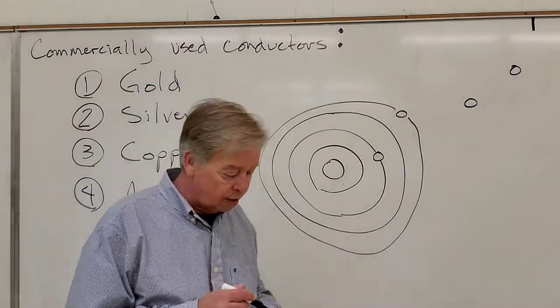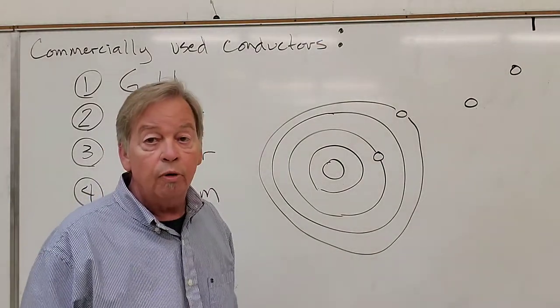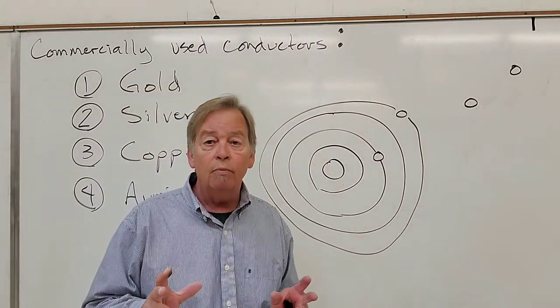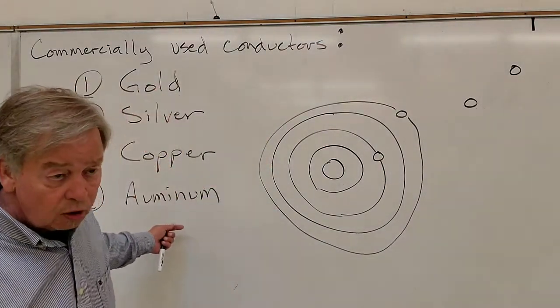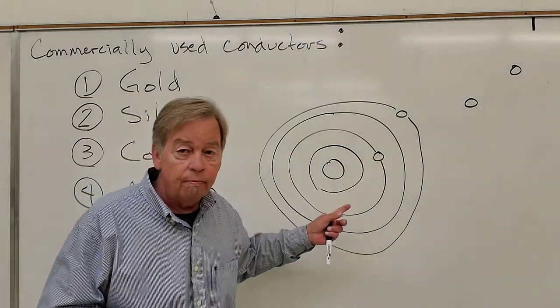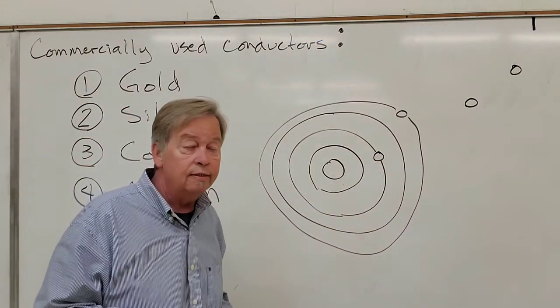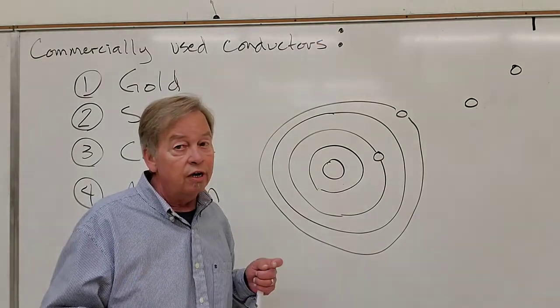Okay, so conductors and insulators. Conductors do allow electron flow, insulators don't. The difference between them is the number of valence electrons, that's the electrons in the outermost shell. The four commercially used conductors are gold, silver, copper, and aluminum. And the reason one is better than the other is the distance of that one valence electron from the nucleus itself. Okay, so that's conductors and insulators.